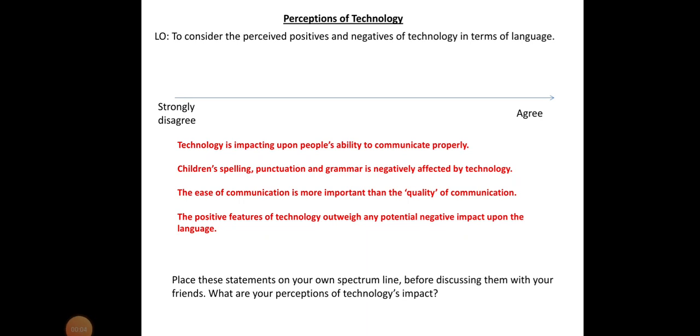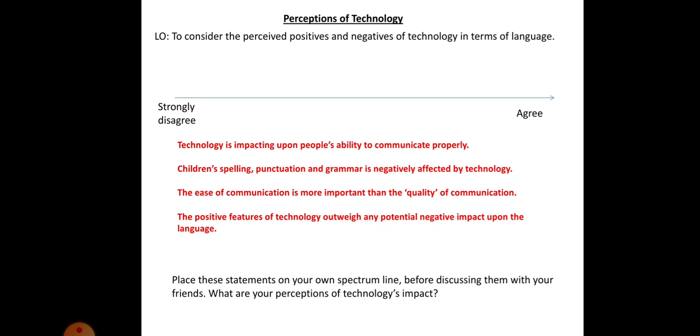Now, some of the lessons are quite straightforward to follow along with without these videos, but I hope the videos will support you in following along in terms of what you need to do slide by slide and task by task. So this lesson is looking at perceptions of technology, so basically whether people view it positively or negatively.